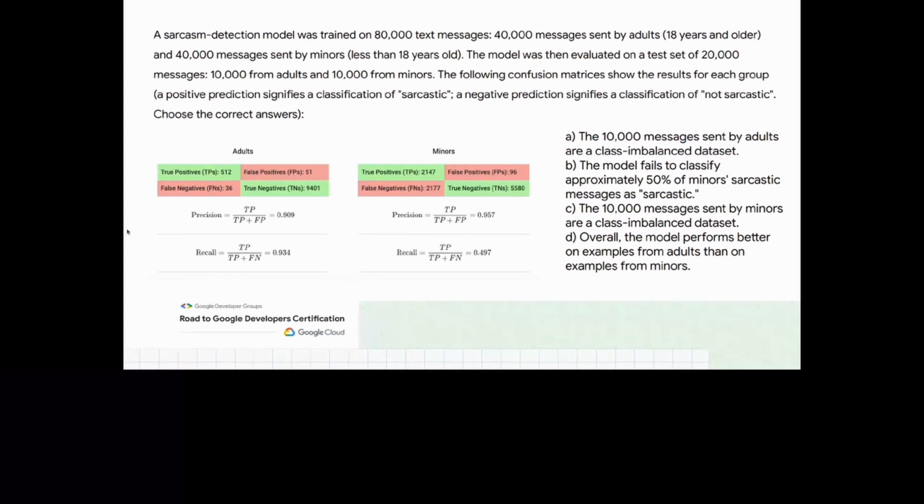And overall, the model performs better on examples from adults than on examples from minors. This is not right because the model is biased. So you cannot make a decision just by precision and recall. It is really biased toward the number of positive and number of negative. It doesn't represent all of the data. And that's it. So let's see who our swag winners are.